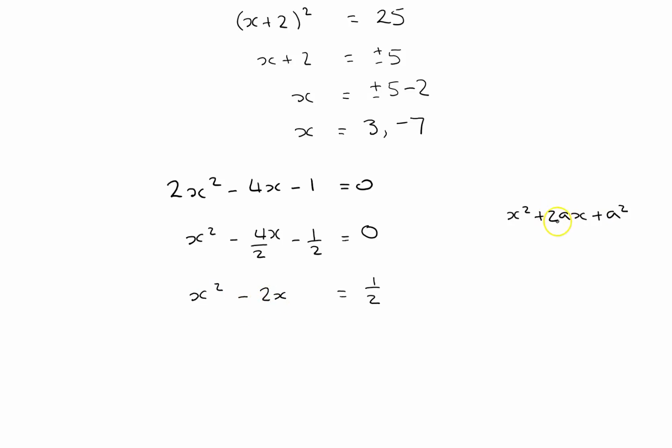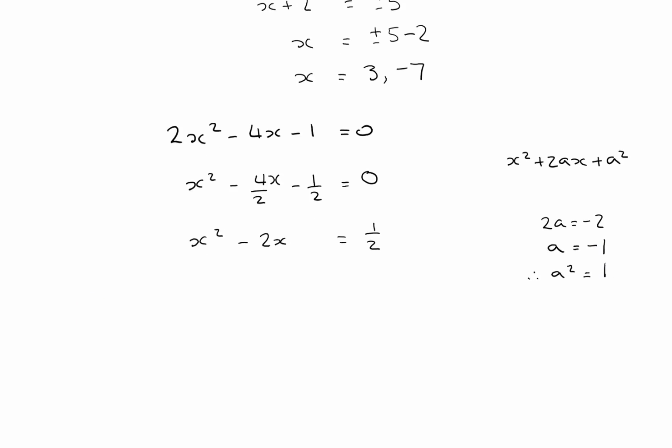Now we're going to create this in the expanded perfect square form, where these are the first two terms, so therefore our 2a is equal to minus 2. So therefore our a is equal to minus 1, and a squared is equal to minus 1 times minus 1, which is plus 1. The a squared we're going to add to both sides. So we've got x squared minus 2x plus 1 equals a half plus 1.